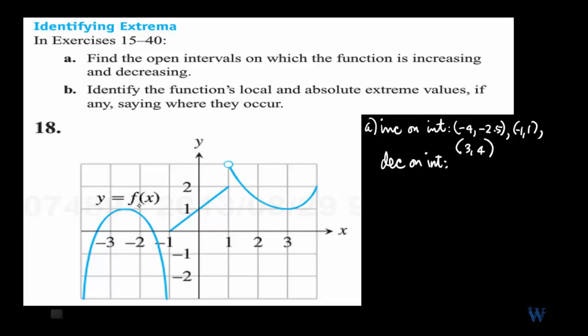Then where is it decreasing? Well, it's from -2.5 up to -1. You see that from -2.5 to -1, the ball is rolling down. And then where else? Right here, this side. So from 1 to 3. See that it's rolling down.